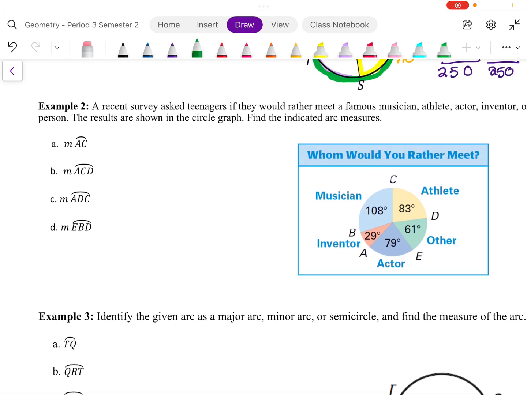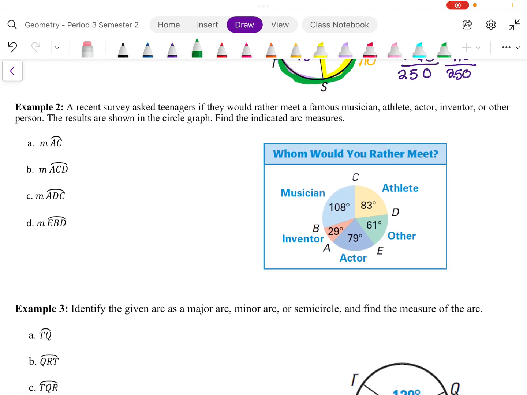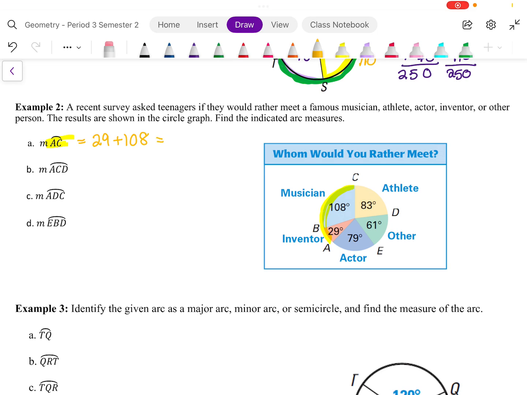So example 2, a recent survey asked teenagers if they would rather meet a famous musician, athlete, actor, inventor, or some other person. The results are shown in the graph circle, and they want us to find the indicated arc measures. So the first one is AC. So in order to find these arc measures, we are just going to add the values that we cross on the way of the arc. So for this one, we're going to take 29 plus 108. And for that, we would end up with 137 degrees. And these are degree measurements, so don't forget to put the degree symbol on your final answer.